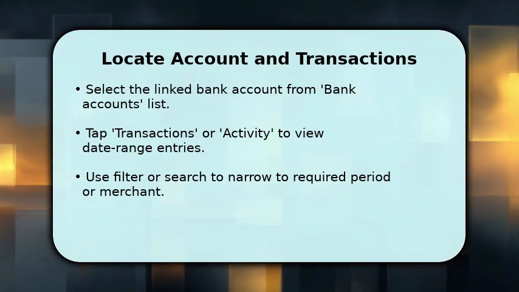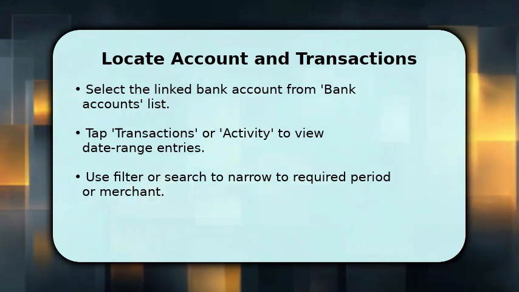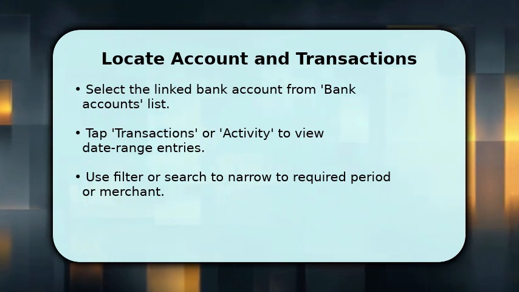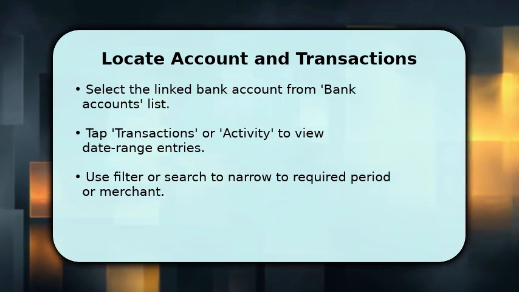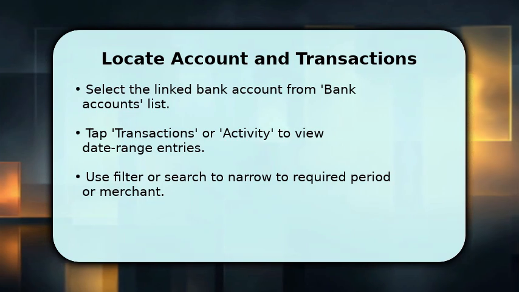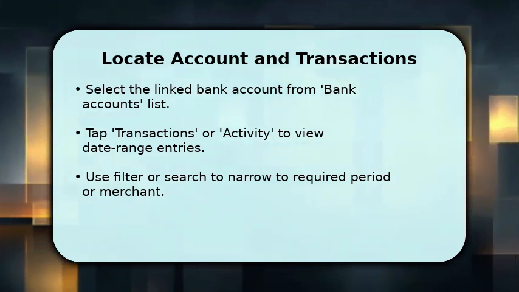You now select the linked bank account and tap into Transactions or Activity. That reveals all entries Google Pay has recorded. Next, apply a date range filter or use search keywords to isolate the period you need, monthly, quarterly, or custom dates. If there's an export or download icon, choose CSV or PDF depending on your need.